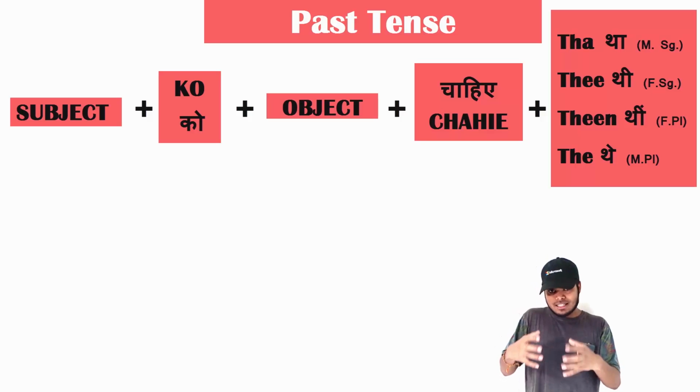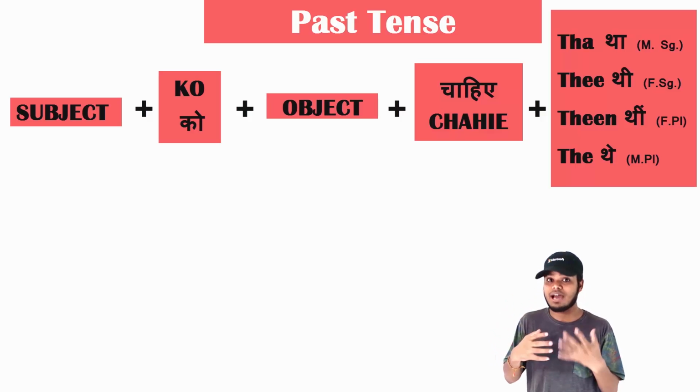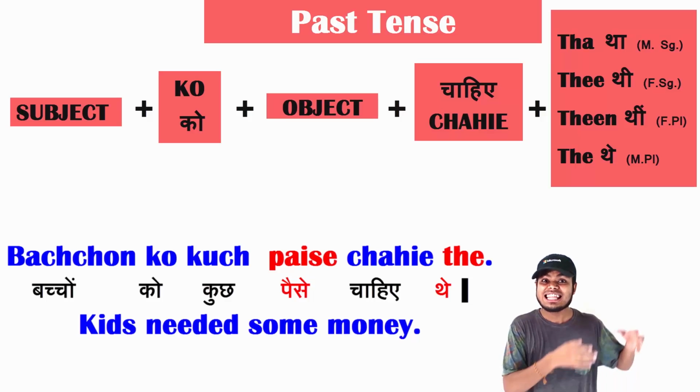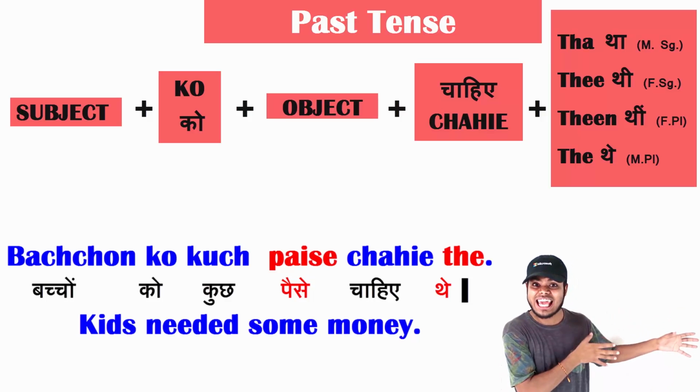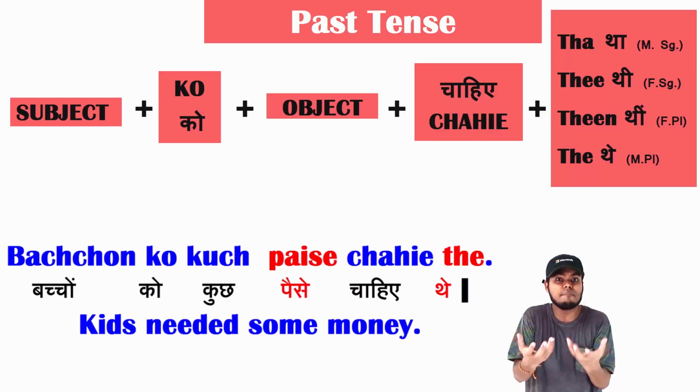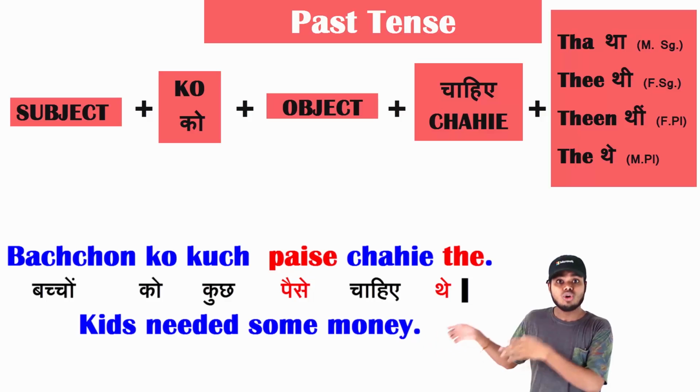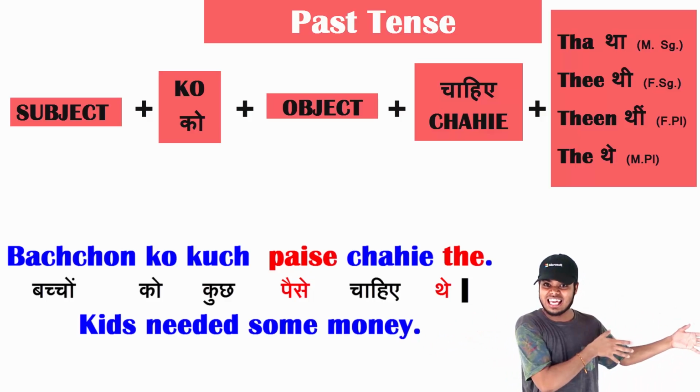right? So it depends what the object is. It's masculine, it's feminine, it's plural feminine or plural masculine. You have to determine those things, right? बच्चों को कुछ पैसे चाहिए थे, चाहिए थे. Now see, पैसे is masculine, some money, right? It's a masculine plural. So चाहिए थे. बच्चों को कुछ पैसे चाहिए थे.